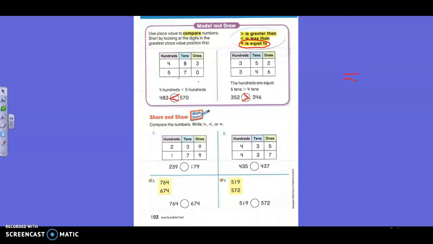Okay. Number 1. 239, 179. Looking at what place first? Hundreds. Can that number tell us which one's greater? Yes. The one that starts with the 2 is greater. Eat the number that starts with the 2. 239 is greater than 179.